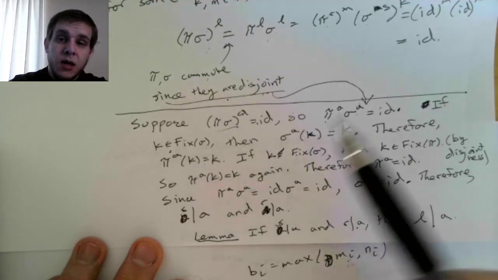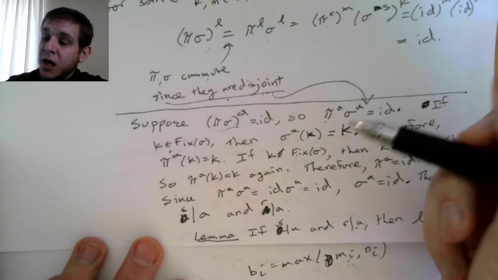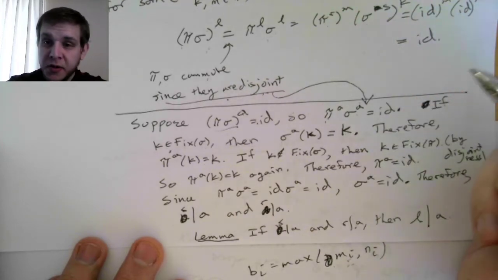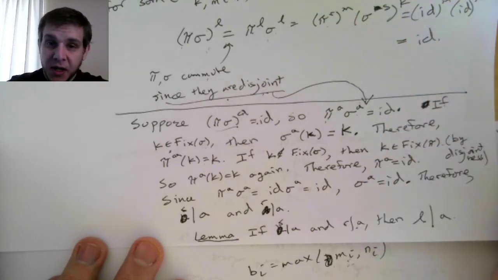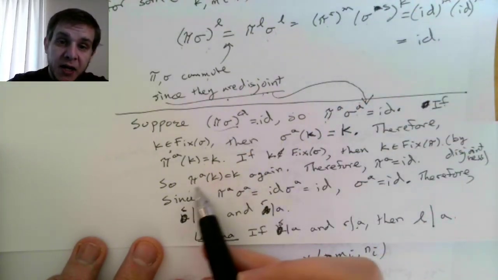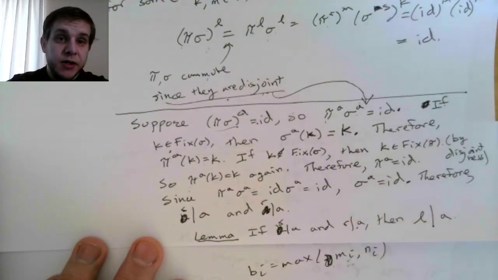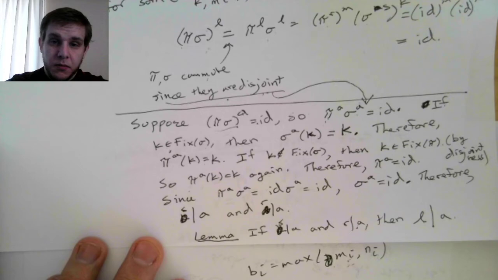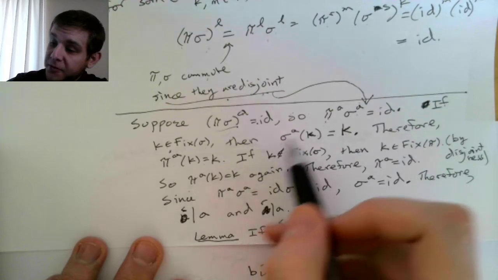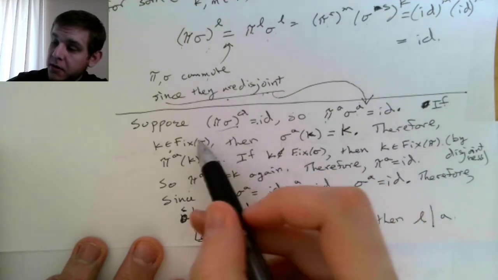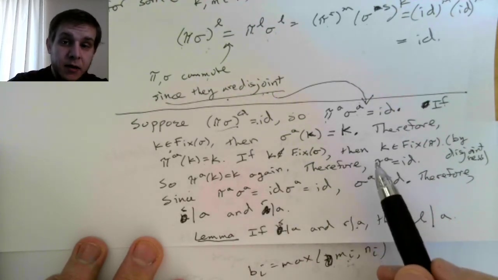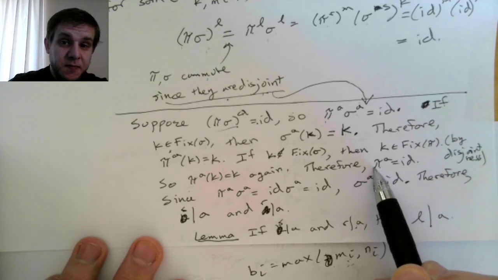Now disjointness says that whenever I'm moved by sigma, I have to be fixed by pi. So the things that are not fixed by sigma are moved, and everything that's moved by sigma has to be fixed by pi. So this one is actually the easier case. Once I'm moved by sigma, I know that pi itself already fixes it. So pi to the A certainly also fixes it. So combining these two, every k, whether it's fixed or not, is going to be fixed by pi to the A. So pi to the A is the identity transformation.